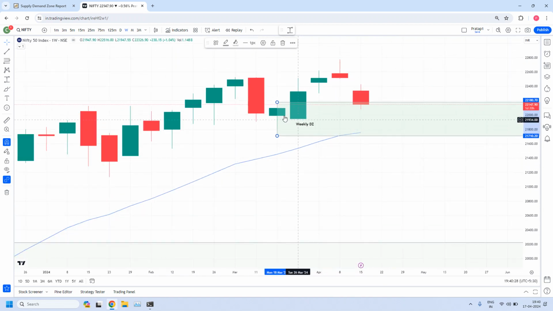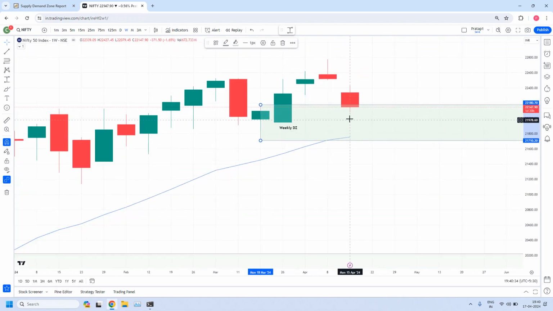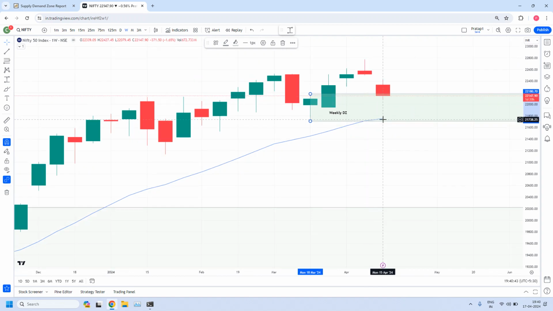And the weekly demand zone is also having weekly EMA confluence. This is what you need to understand. And one more point you should observe. This weekly overextension is about to complete because prices entered into the weekly zone. That means they are about to complete overextension, weekly overextension.